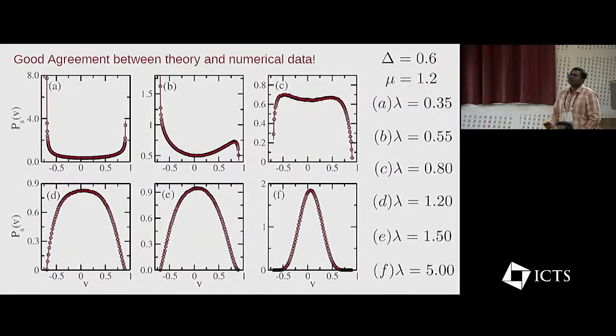Here are some plots of velocity distribution functions for delta equal to 0.6, mu equal to 1.2 and different values of lambda. In all cases, our numerical velocity distribution function matches the normalized theoretical velocity distribution function in the steady state.